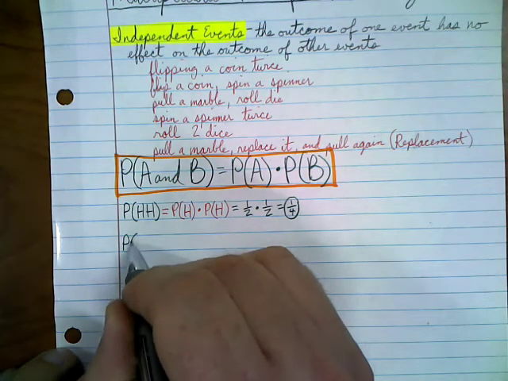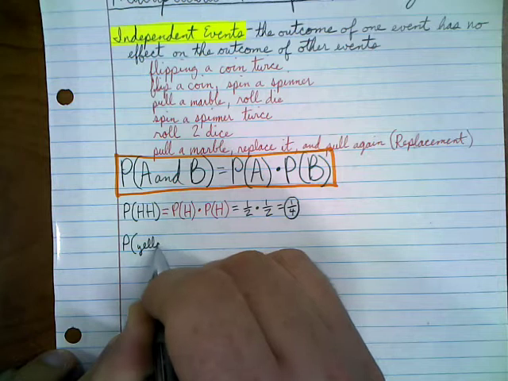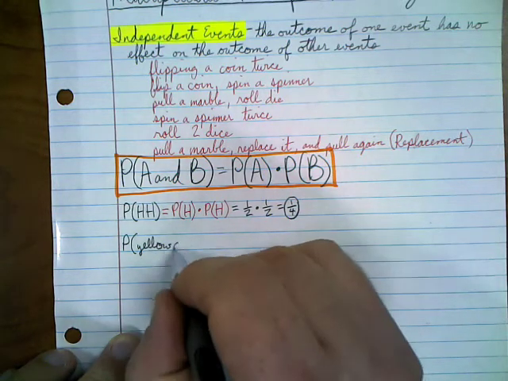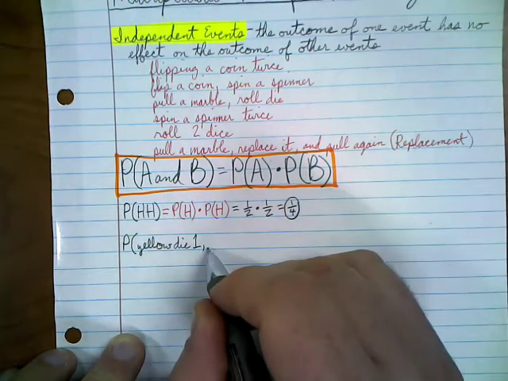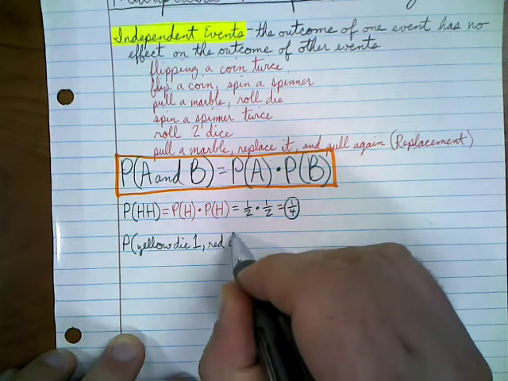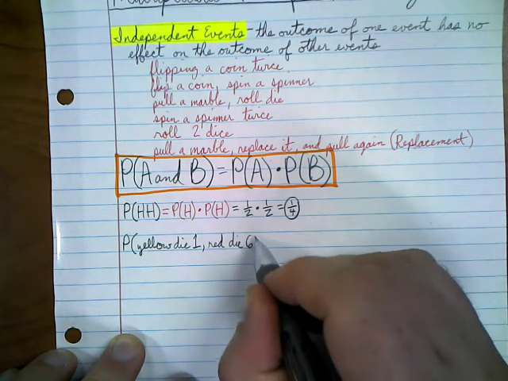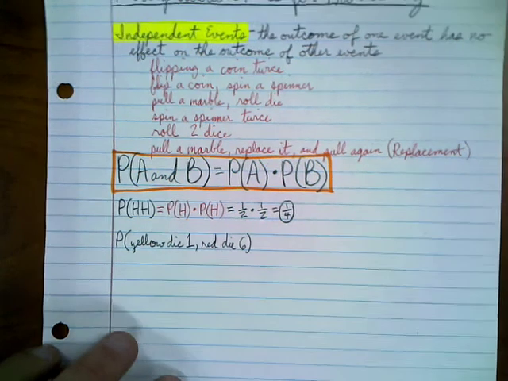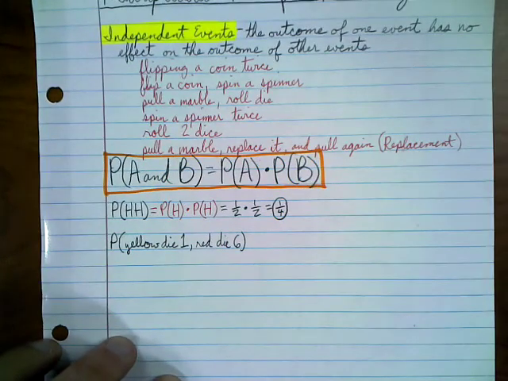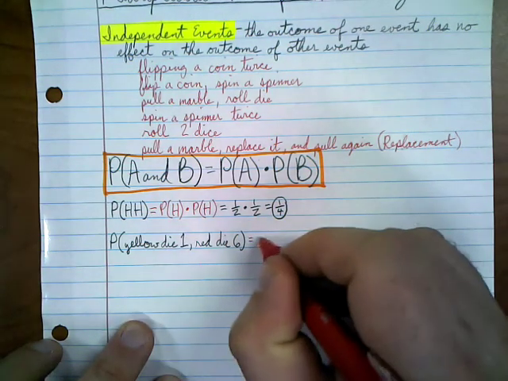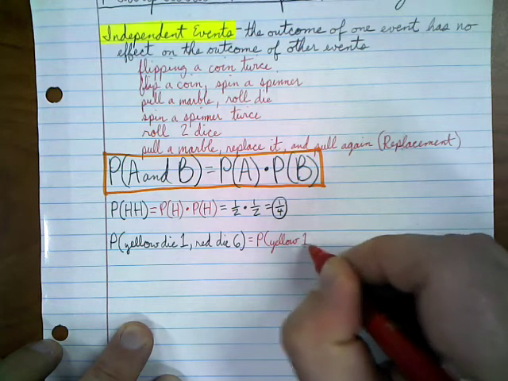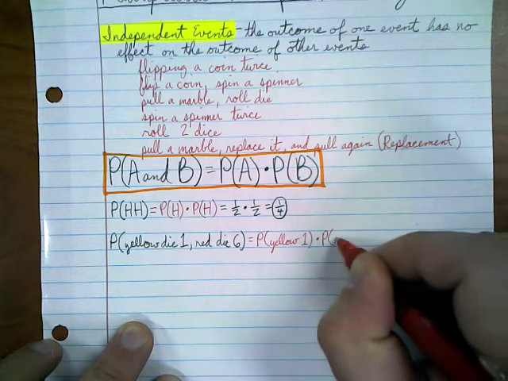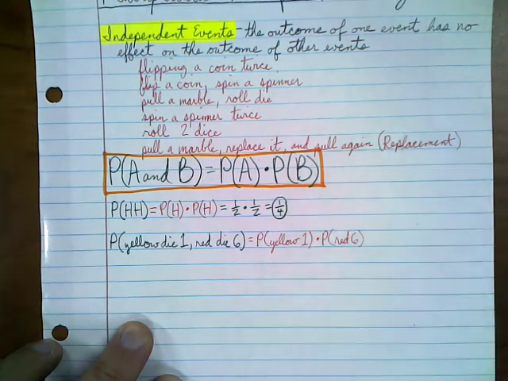So we want to find the probability of the yellow die being 1, and then we want to know the probability of the red die then also being 6. Well, what you roll on the yellow die doesn't have any effect on what you get on the red, so these are independent. So this is going to equal the probability of yellow being 1 times the probability of red being 6.